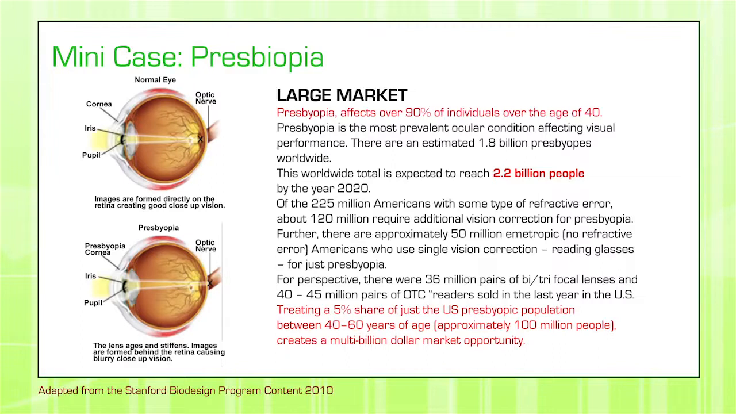Of the 225 million Americans that suffer from some type of refractive error, so ocular error, about 120 million have to undergo some sort of visual correction for presbyopia. That means that almost half of all the people that have any visual problem have it related to presbyopia, another validation that the market might be really, really big.